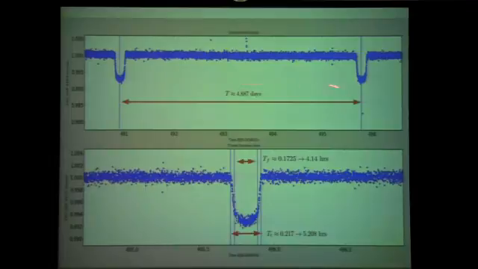The time between eclipses tells us the orbital period. Here it's 4.887 days. That's the orbital period of the planet. This is a blow up here of one of the eclipses and the shape of that eclipse. And the duration of the eclipse, 0.217 days or 5.28 hours. That actually enables us to measure the size of the planet.